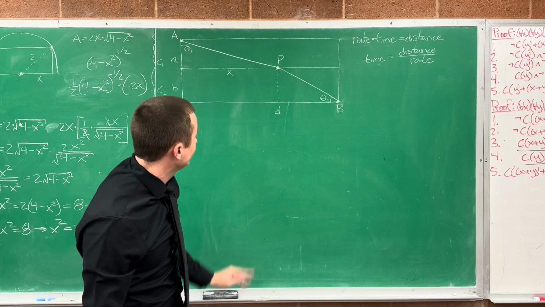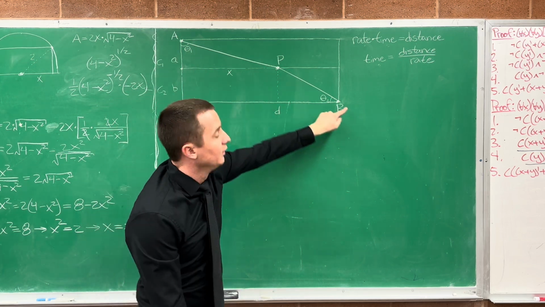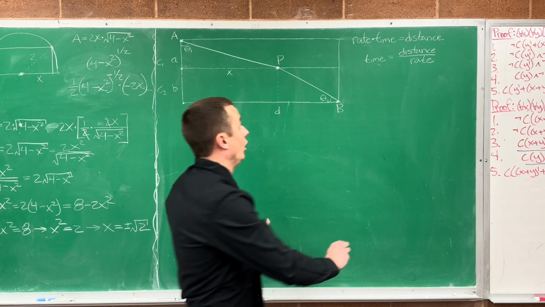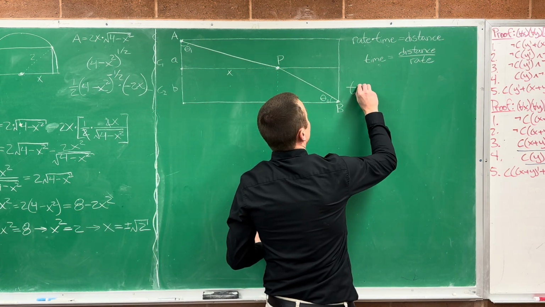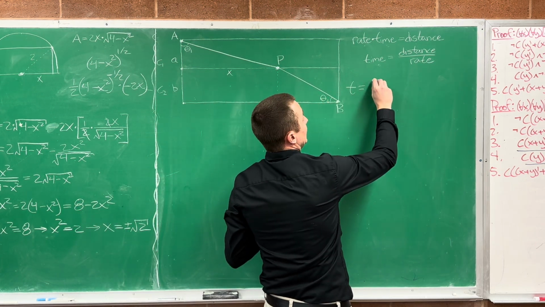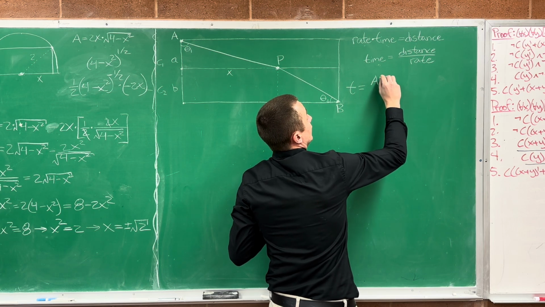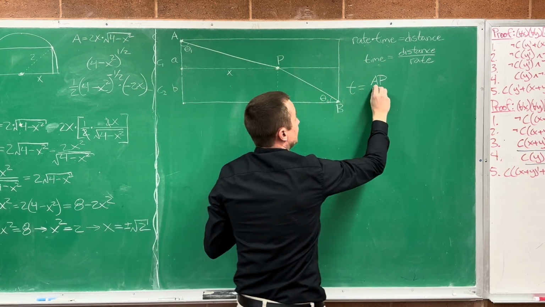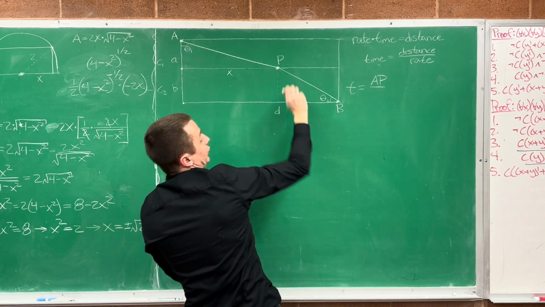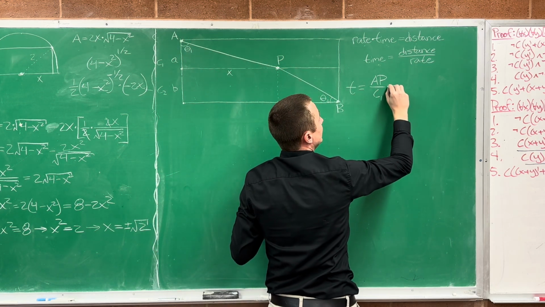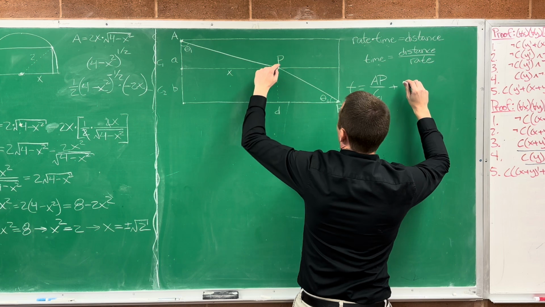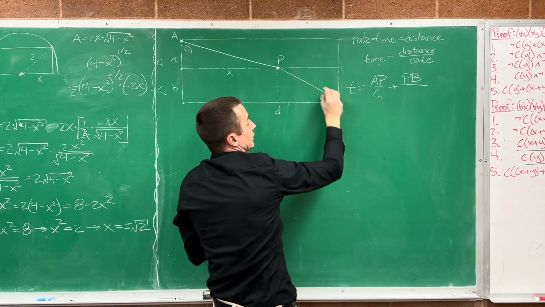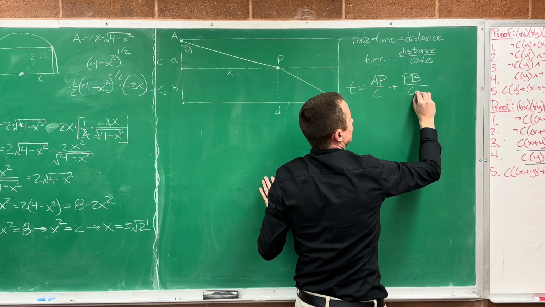So time is distance divided by rate. Time is what we're interested in. So what is the time that it takes to go along this path? Your time to go along this path is going to be the distance from A to P, whatever that is, divided by your speed through this first medium, which we called C1, plus going from P to B, whatever that segment is, divided by C2. You with me so far?